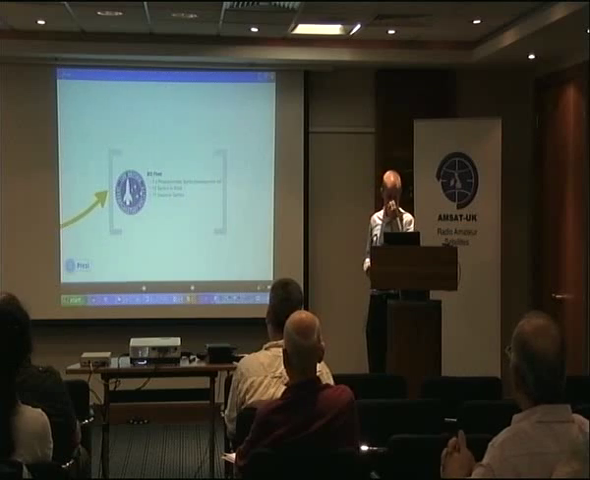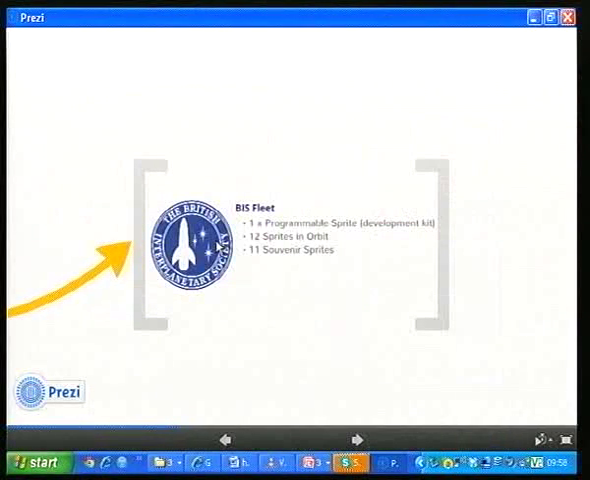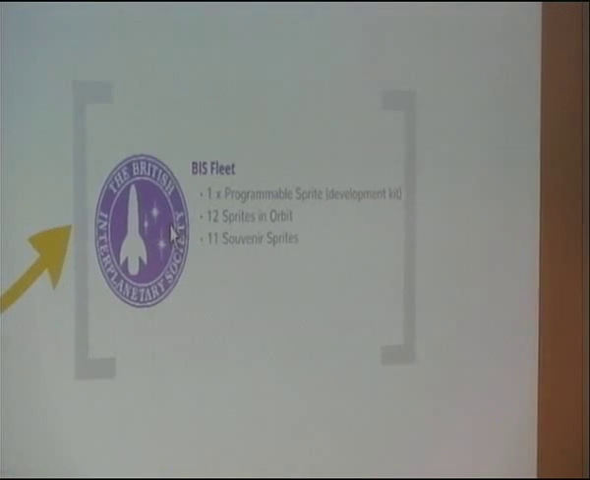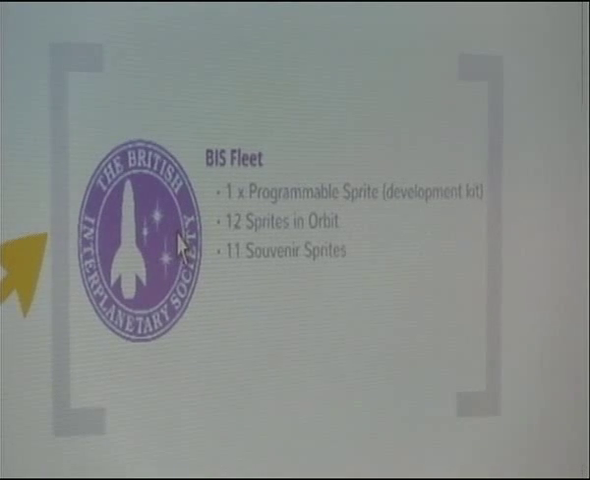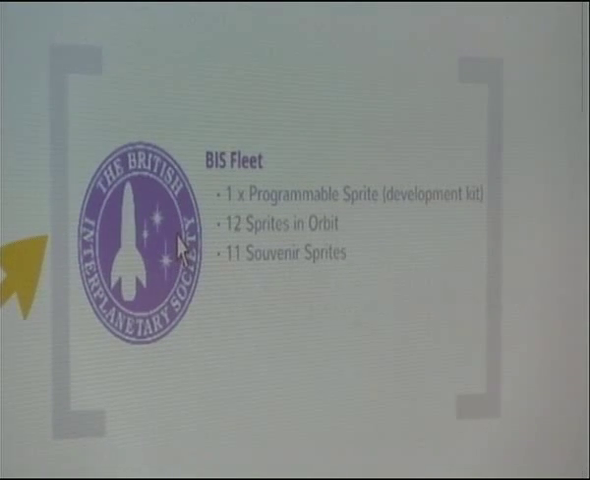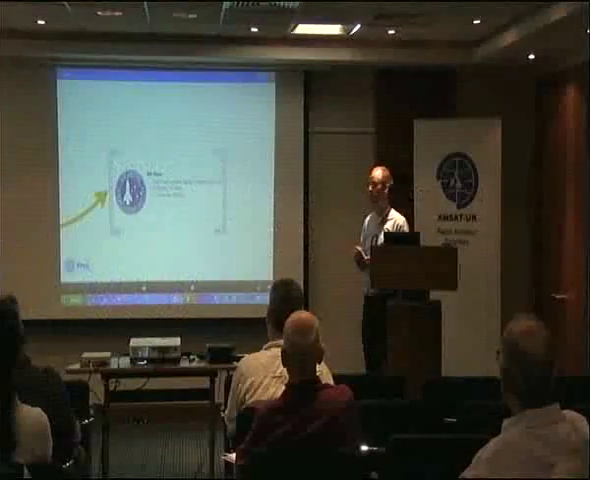So the BIS, we've got one programmable sprite. That's the one over there, in fact. But all we need to do for the actual ones at NASA, which are just being printed at the moment, is send NASA our code. We don't need to actually send them our sprite. We'll keep our sprite and just send them the code.